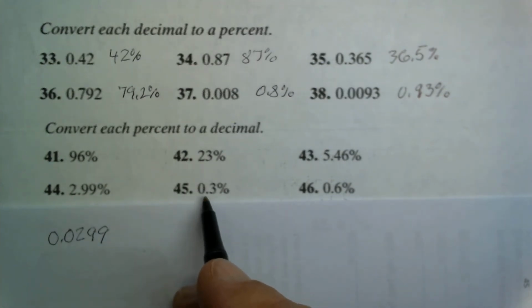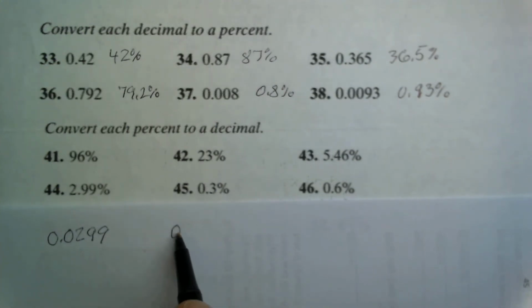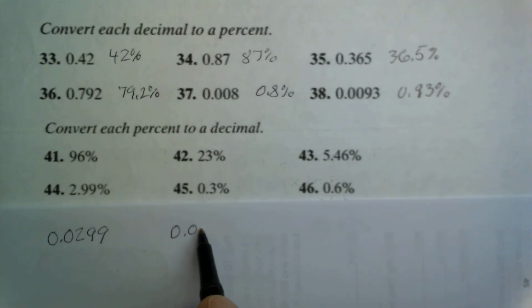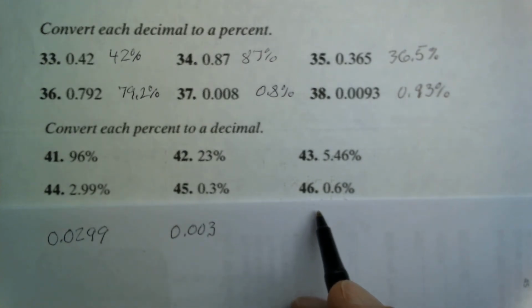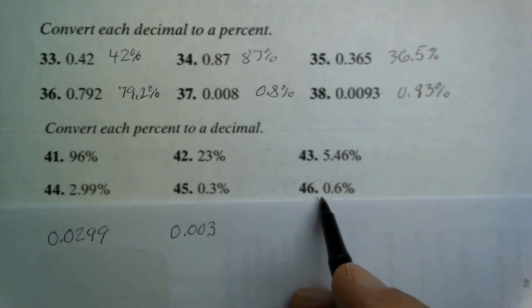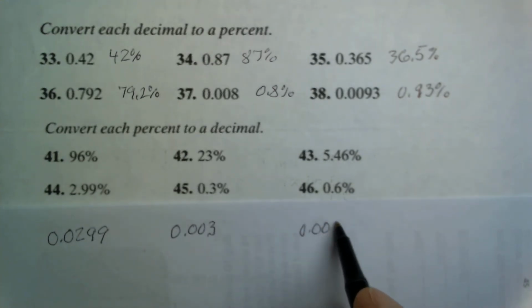And here, again, we have a decimal here. We move it 2 places to the left. So that becomes 0.003 for number 45. Similarly, for number 46, move the decimal 2 places to the left. That becomes 0.006.